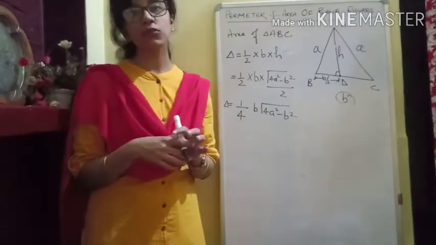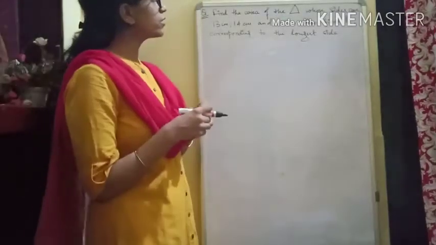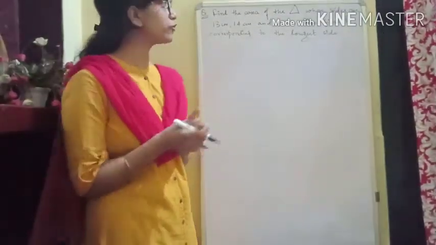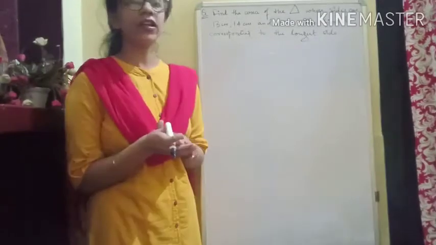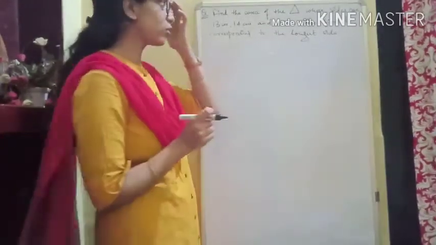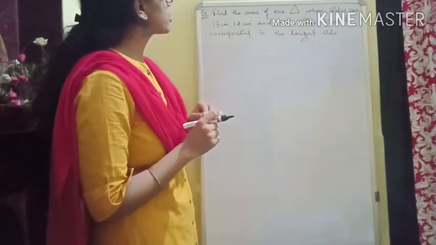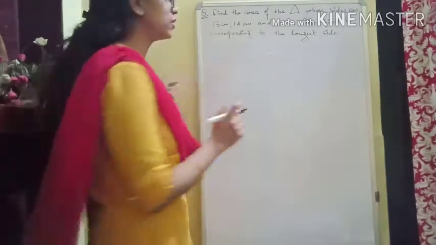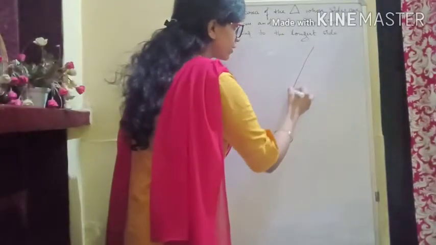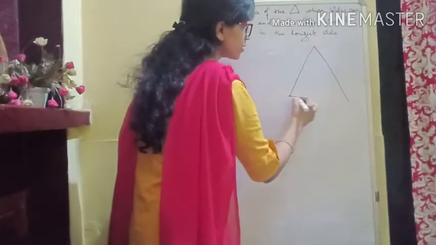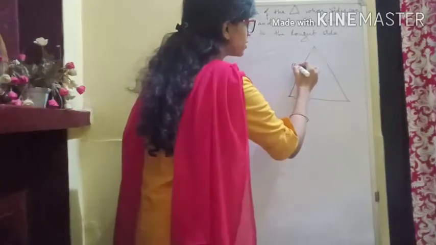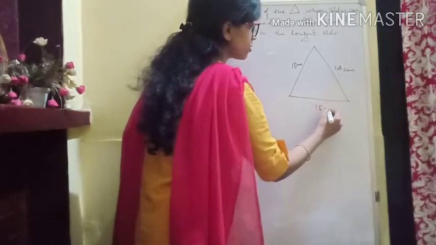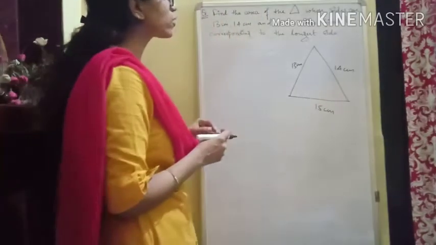So now let's see some questions. So let's start the exercise. Here we have exercise 17A of your book R.S. Aggarwal, and here I am solving the second question of your book. Okay, now let's read the question. Find the area of a triangle whose sides are given, 13, 14 and 15. So let's draw a triangle, and the sides are given 13 centimeter, 14 centimeter and 15 centimeter. Okay, they are asking you to calculate the area.